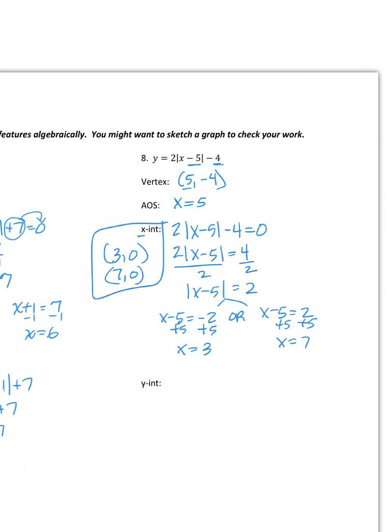Now let's do y-intercepts. Remember, I'm going to plug in a 0 for x. I'm going to leave y there, and I'm going to plug in 0 for x. So 2 times the absolute value of 0 minus 5 minus 4. 0 minus 5 is negative 5 minus 4. Absolute value of negative 5 is 5, so 2 times 5 minus 4. So that's 10 minus 4, which is 6. So my y-intercept is 0, 6.